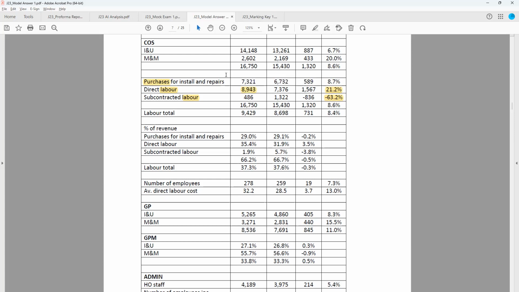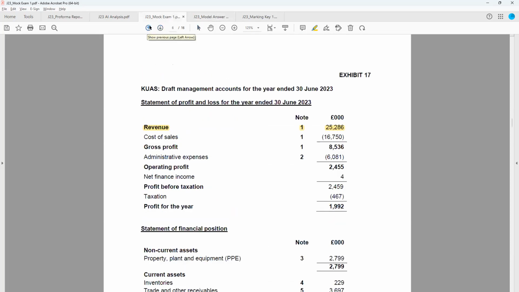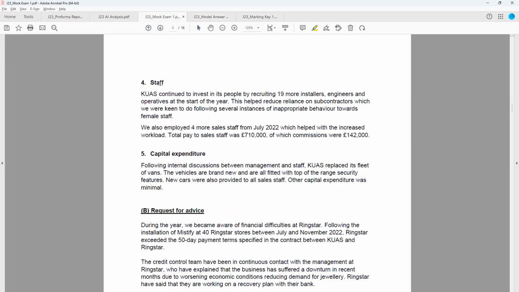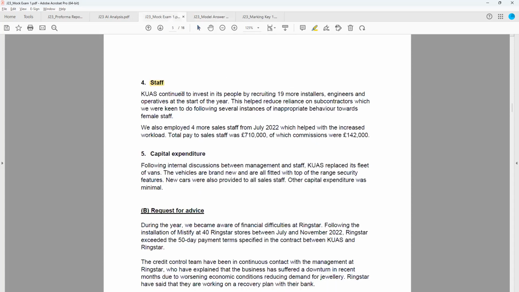And the other thing that we're looking for is areas where there's a reason given in the exam paper. We know there's something on staff. So that almost ticks all 3 boxes. It's a significant number, it's a significant change in the year, and there's a reason from the exam paper. So I definitely am going to be including this in my analysis in cost of sales.